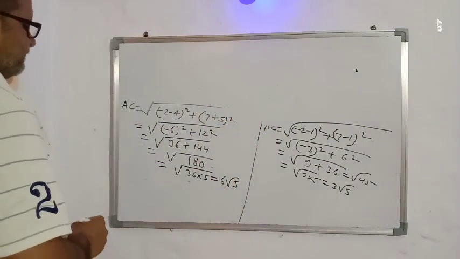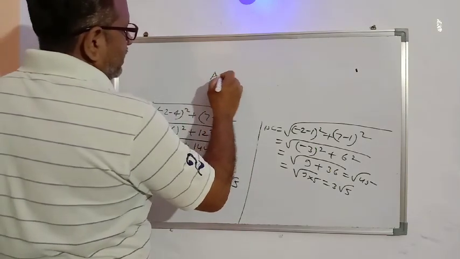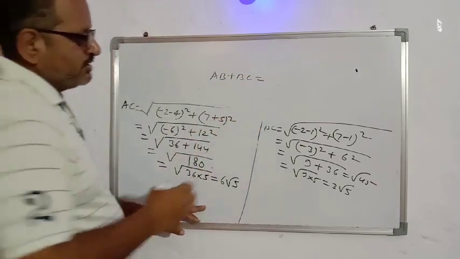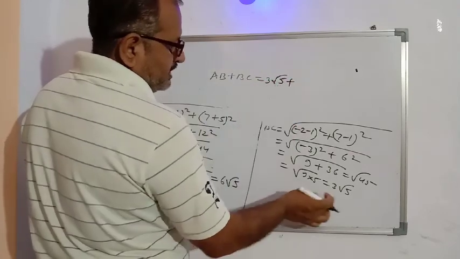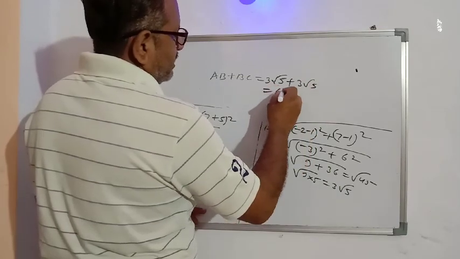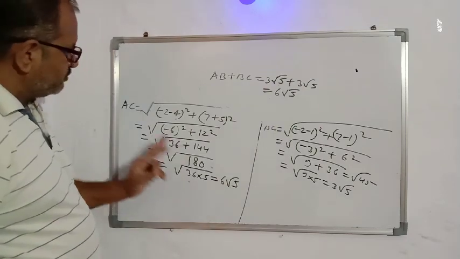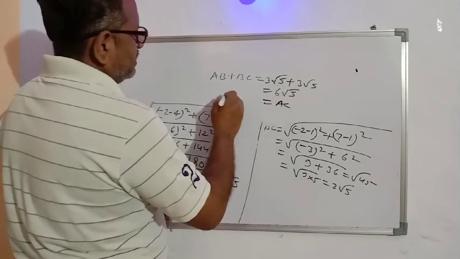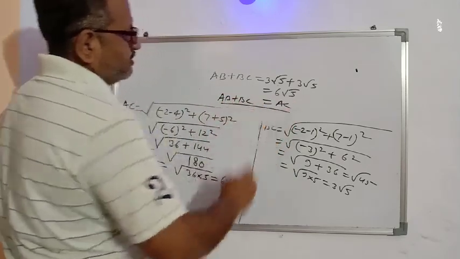So we see that if we add AB plus BC, what will come? AB was 3 root 5, BC again 3 root 5. If we add it, it will come 6 root 5, and 6 root 5 is AC. So AB plus BC is equal to AC.